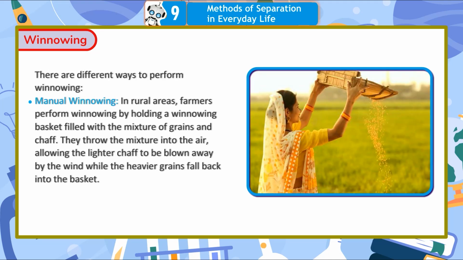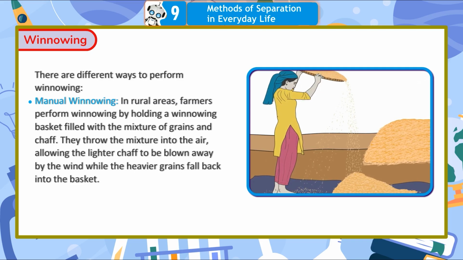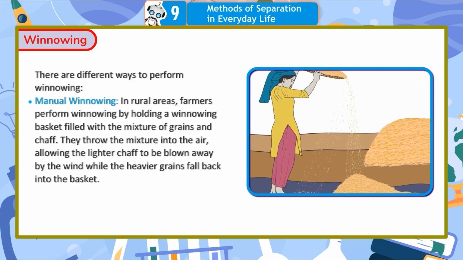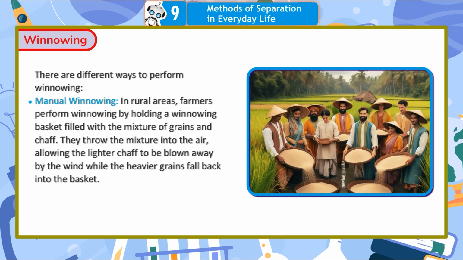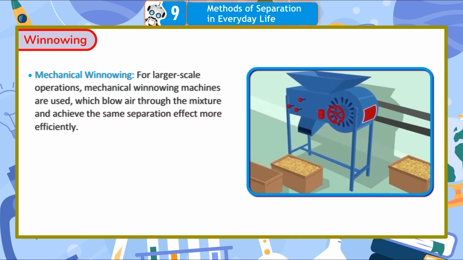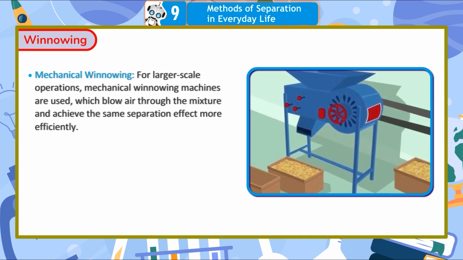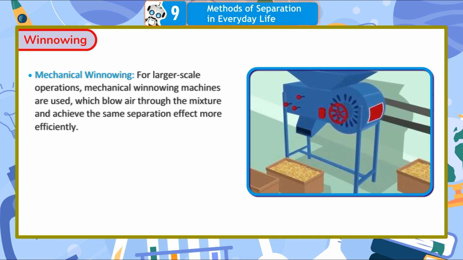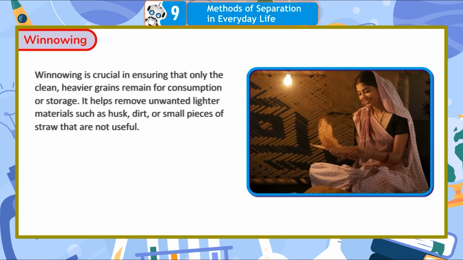There are different ways to perform winnowing. Manual winnowing. In rural areas, farmers perform winnowing by holding a winnowing basket filled with the mixture of grains and chaff. They throw the mixture into the air, allowing the lighter chaff to be blown away by the wind while the heavier grains fall back into the basket. Mechanical winnowing. For larger scale operations, mechanical winnowing machines are used which blow air through the mixture and achieve the same separation effect more efficiently.